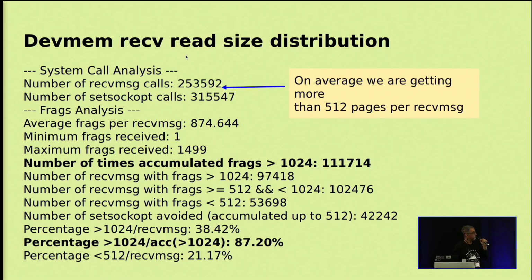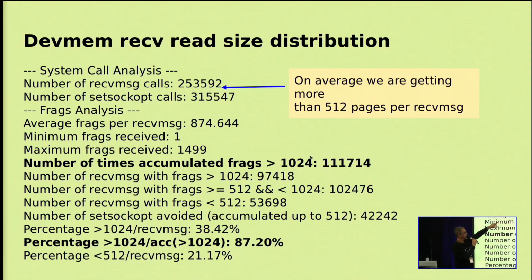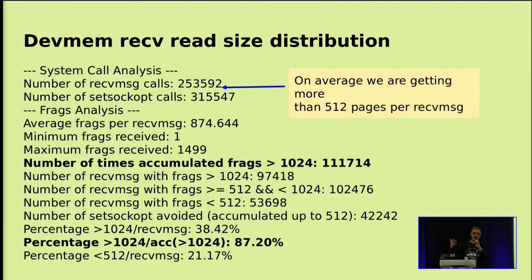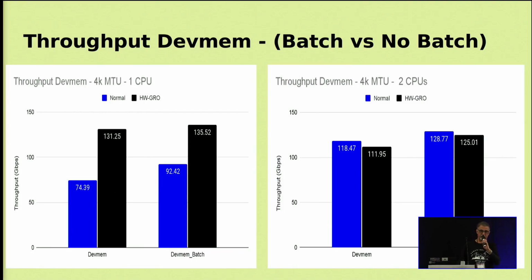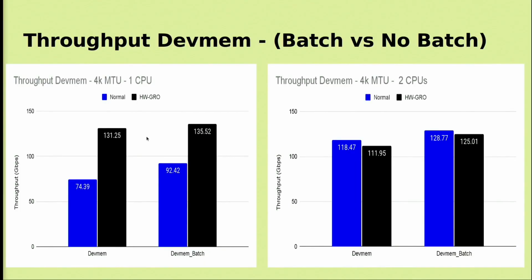You can see the number of received messages we got and the number of setSockOpts. The number of setSockOpts is a little higher than receive message, because on average we're getting more than 512 per receive message. We collected a bunch of stats which gave us a good indication to finally tweak the application again. Now, you think that we'll see a good throughput increase, but no. On the left-hand side is the one CPU.